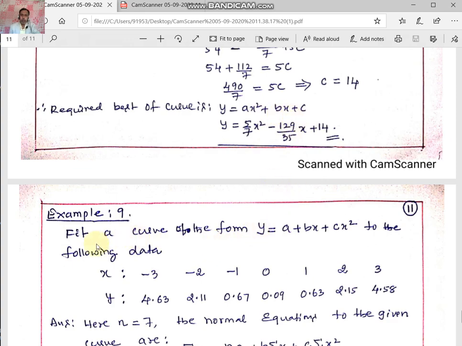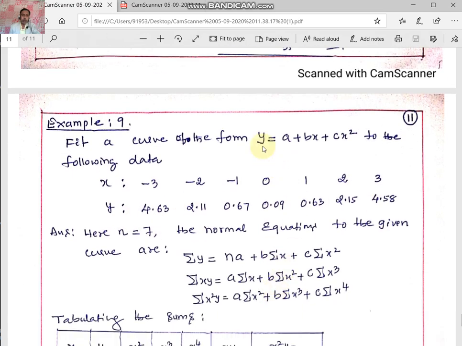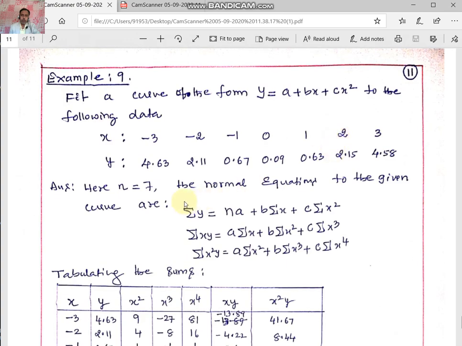Next example, fit a curve of the form y is equal to a plus bx plus cx square to the following data. X values have been given, y values have been given. So here, this is a slightly different second degree curve: y is equal to a plus bx plus cx square. Then as usual, the given number of pairs of values is n is equal to 7 and normal equations will be written.